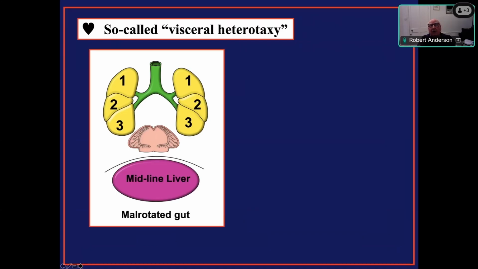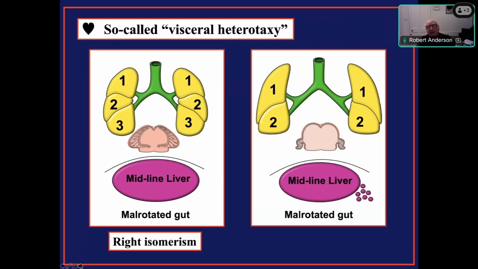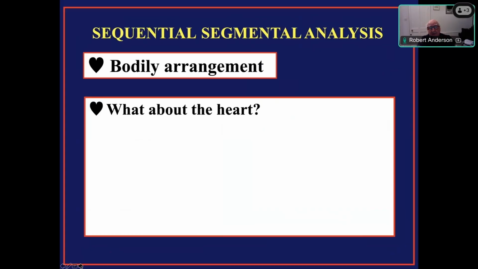But when we look within the heart, we find isomeric right atrial appendages. So this is right isomerism. And the counterpart of that is when we have bilateral morphologically left lungs, multiple spleens, again with a malrotated gut, but this time with bilateral morphologically left appendages, giving us left isomerism.